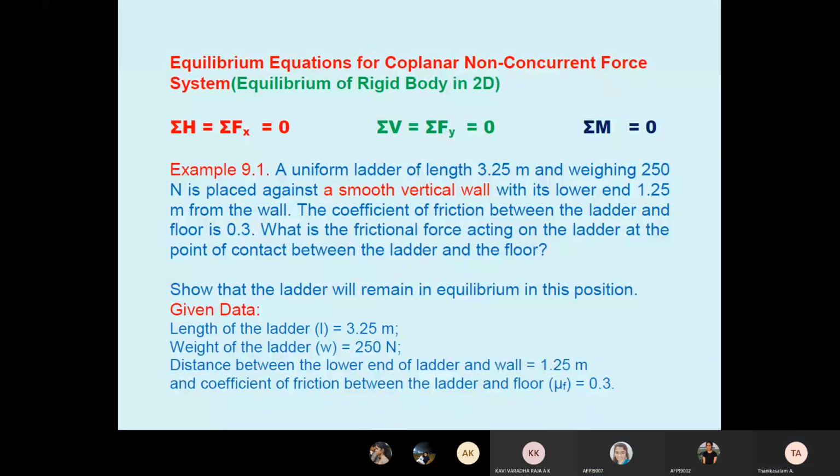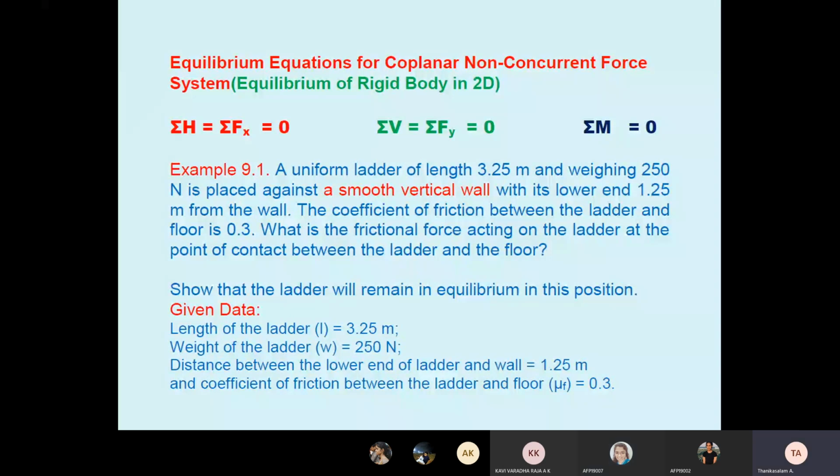Yes, sir. A uniform ladder of length 3.25 meter and weighing 250 Newton is placed against a smooth vertical wall with its lower end 1.25 meter from the wall. The coefficient of friction between the ladder and floor is 0.3. What is the frictional force acting on the ladder at the point of contact between the ladder and the floor? Show that the ladder will remain in equilibrium in this position.